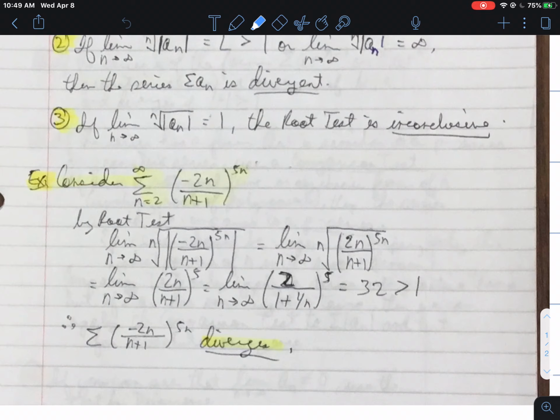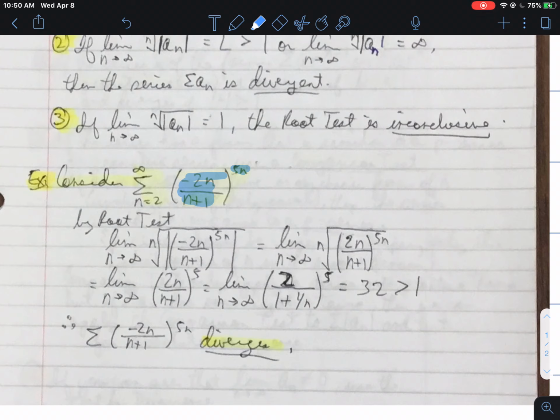So let's consider the sum as n goes from 2 to infinity of negative 2 to the n over n plus 1 raised to the 5n power. So this is what I was talking about in that we have this quote-unquote function of n raised to an nth power, right? So using the root test, we're simply going to take the nth root of the absolute value of our series. Now again, I can drop the negative because of the absolute value, so I don't need that negative in front of the 2 anymore. So I'm looking at the nth root of 2n over n plus 1 raised to the 5n power.